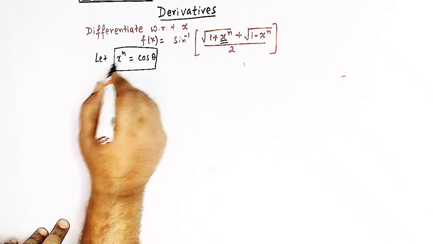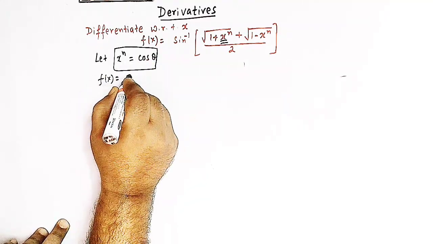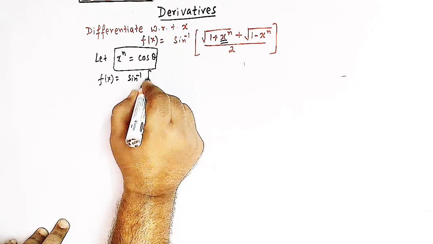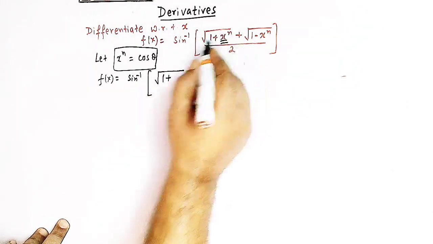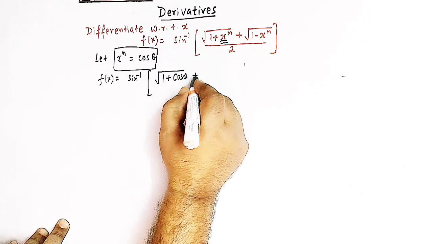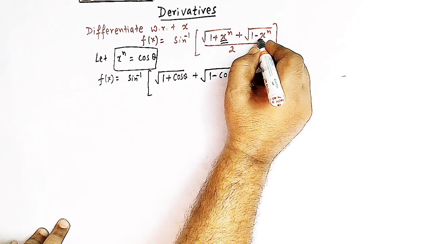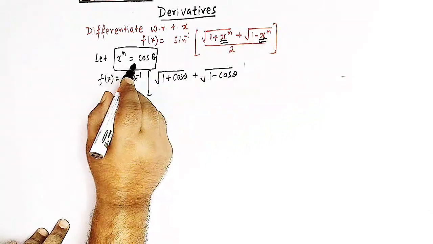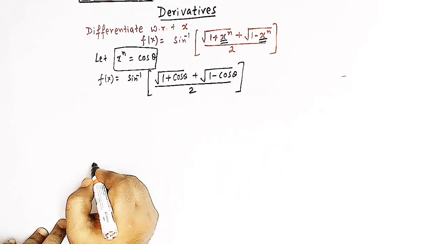So now this function f of x is equal to sine inverse, and here we have the square root of 1 plus x raised to n. X raised to n can be replaced by cosine theta. Then here we have 1 minus cos theta. Again x raised to n is replaced by cosine theta, and here we have 2.